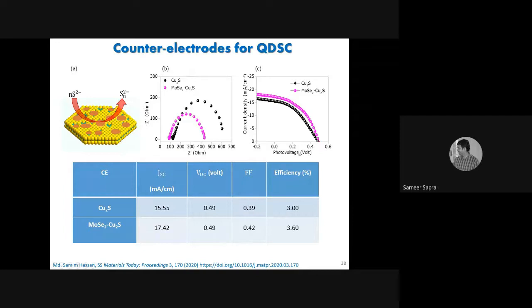This is just the photovoltage with the current density. So from 3 to 3.6. Anyway, the numbers are not very impressive, but it's better. What else can we do?